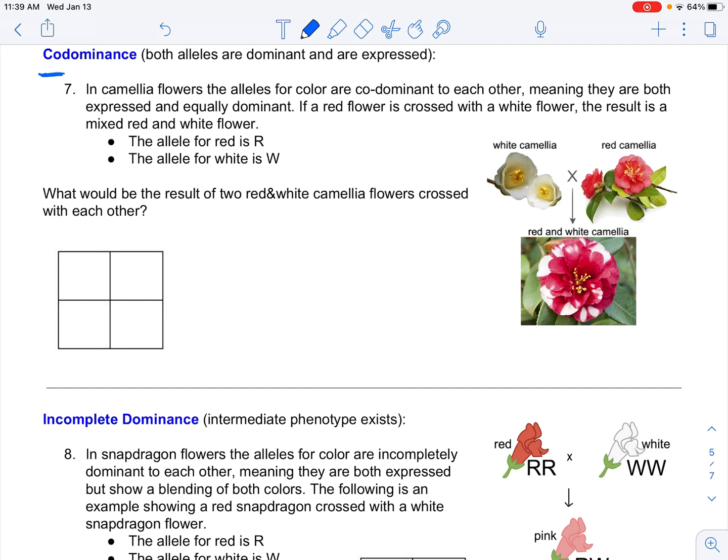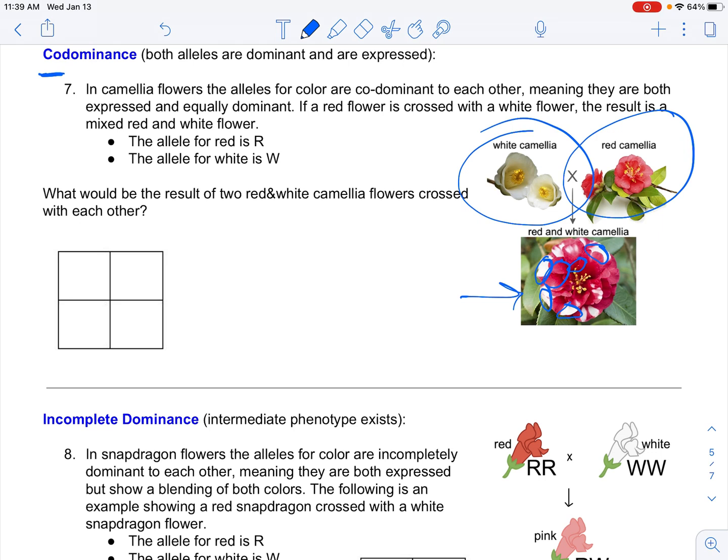If you have a white camellia flower times a red camellia flower, you don't get offspring that are white or red, you get offspring that are white and red. They are both expressed. So these cells are expressing the white phenotype, and these cells are expressing the red phenotype. So you get kind of a splattering, where they're both expressed and somewhat equally.